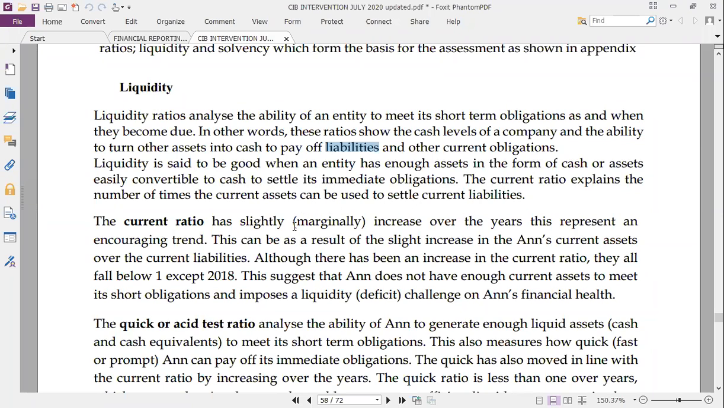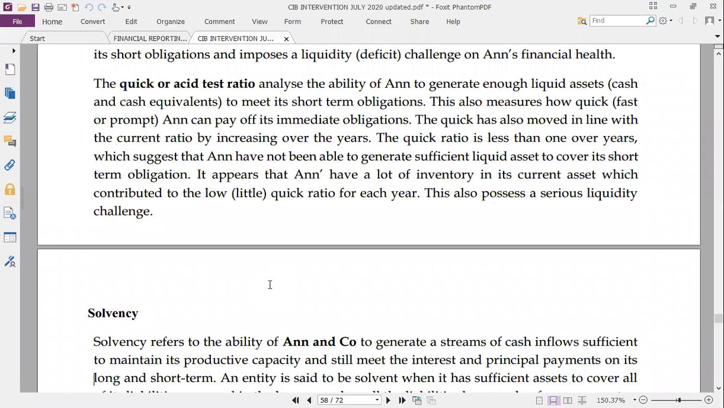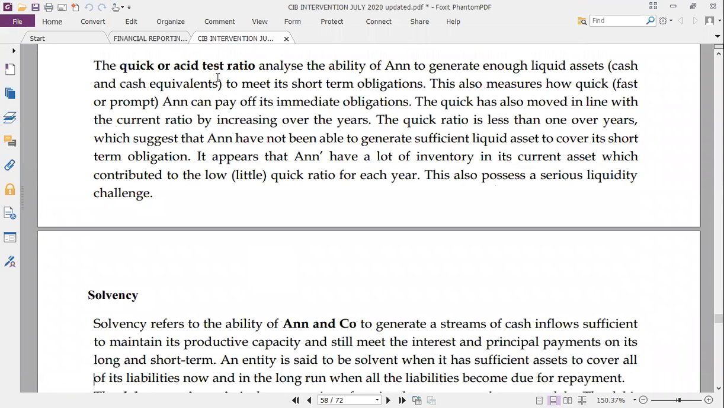The current ratio has slightly or marginally increased over the years. This represents an encouraging trend. This could be as a result of a slight increase in ANCO's current assets. So write something small there, then move on to the next paragraph. You are done with liquidity. You talk about quick ratio or the acid test in the next paragraph.